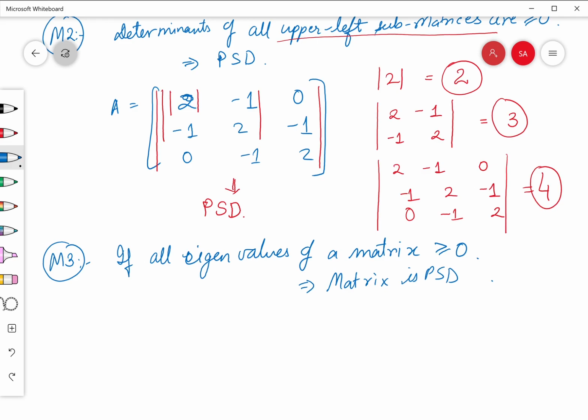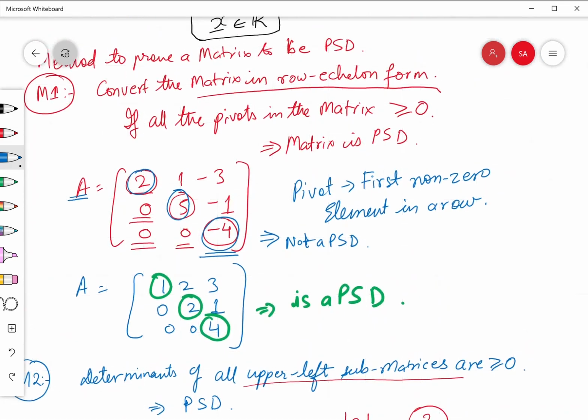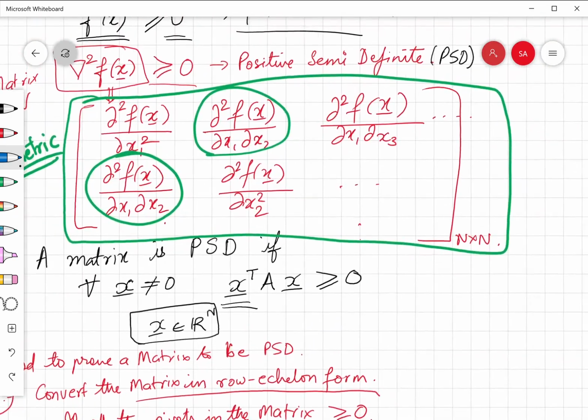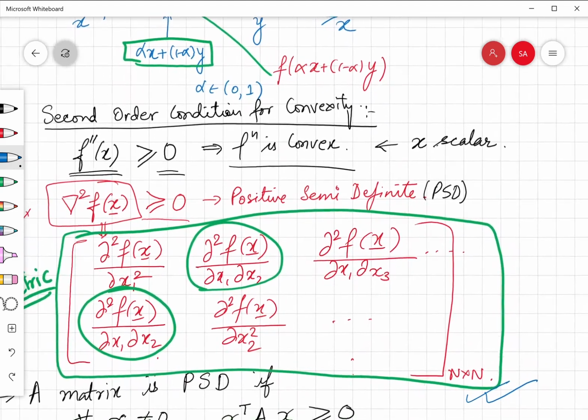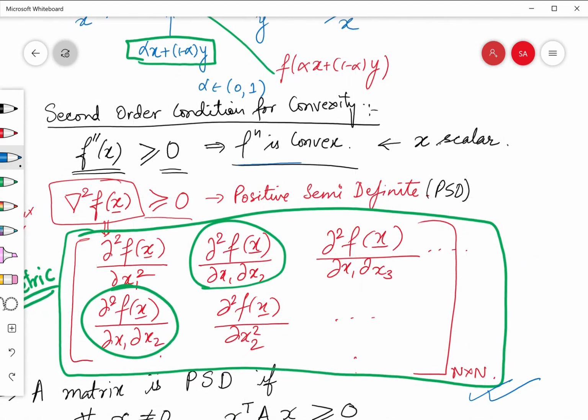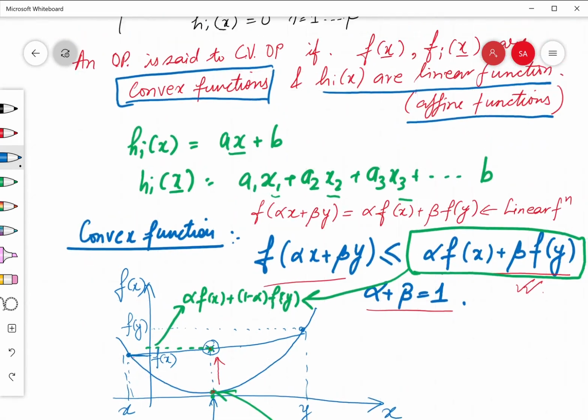So these are the three methods I have told you to prove a matrix to be PSD. If a matrix is PSD, then you can say the function is convex. If your Hessian is positive semi-definite, then you can say your function is convex. So now, what is a convex optimization problem?